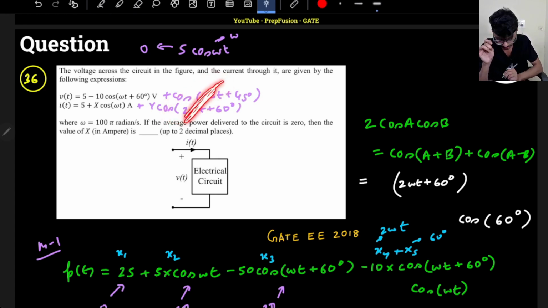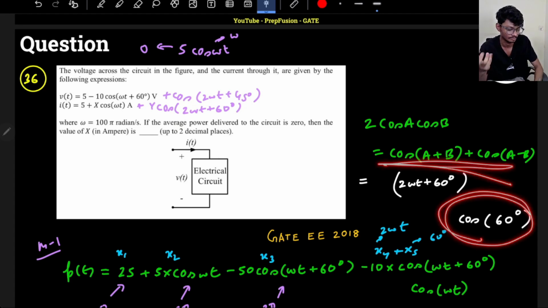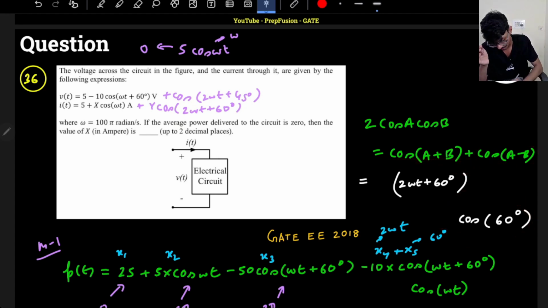But due to all of these components, the integration of the product will be 0. Only for these two products the integration will not be 0, because I will get a constant term due to the formula. So basically that is the main thing.